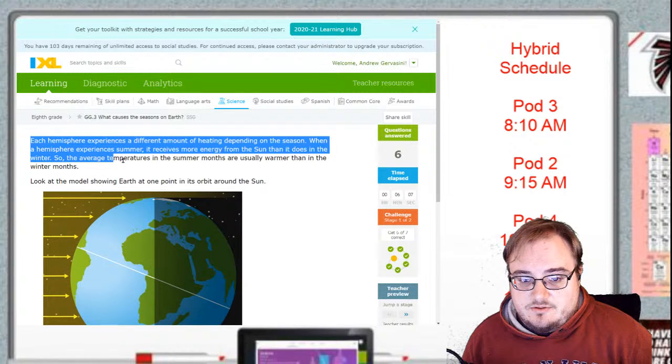Look at the model showing Earth at one point around the sun. Same picture. Use the model to complete the sentence. At this point in the Earth's orbit, the blank is in winter. Well, the top half's in winter because most of it's in nighttime. And it's getting indirect light, so northern hemisphere is in winter, and the southern hemisphere is in summer.